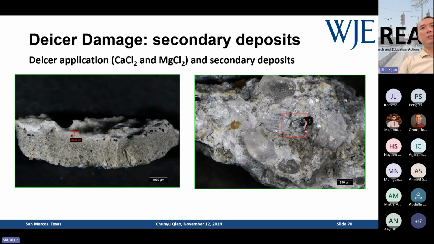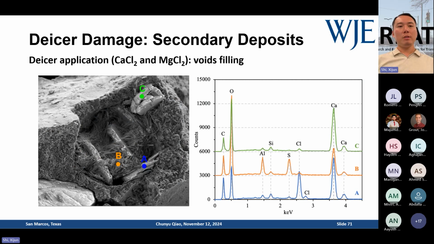Just based on these hand samples or the stereo microscope, you can't really tell what they are. You can only see the color or the transparency. So then you can use SEM. You can use SEM to look at the elemental composition of the deposits you are interested in.